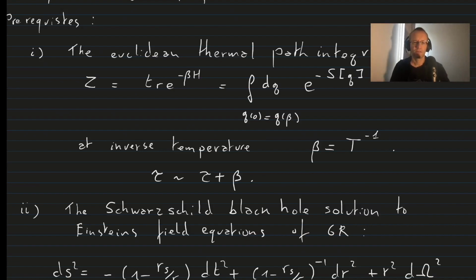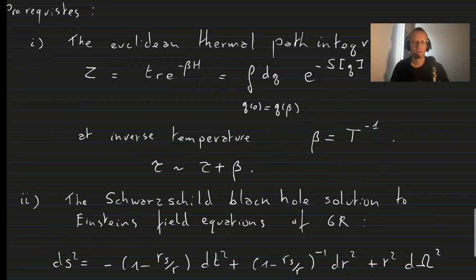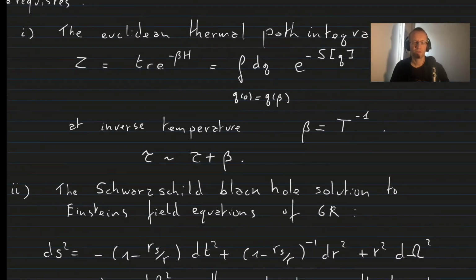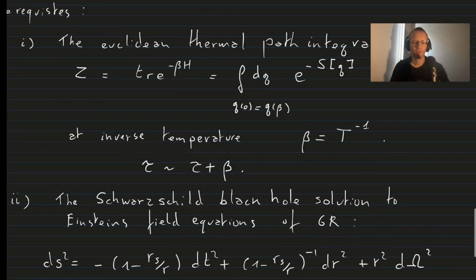You can see this from the trace, exponential minus beta H, where usually an evolution is exponential, let's say iHt, then if t is an imaginary time i beta, then we get the Euclidean, we get the thermal trace. So we'll suppose that known.